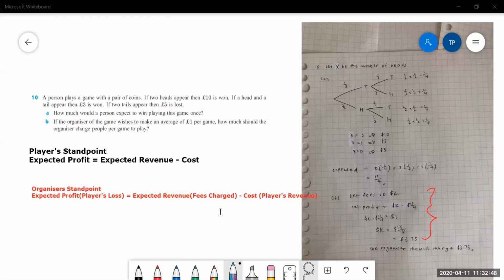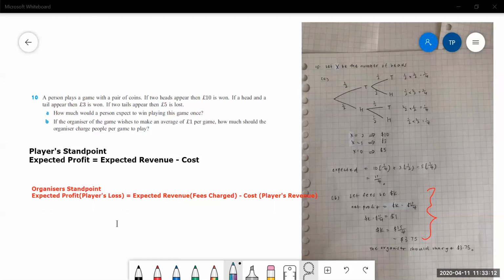Okay. Our expected profit is the player's loss, and our expected revenue will be the fees that we charge, because that's what we get without deducting the cost of playing the game. And the cost borne on our side is basically what the players can stand to win.